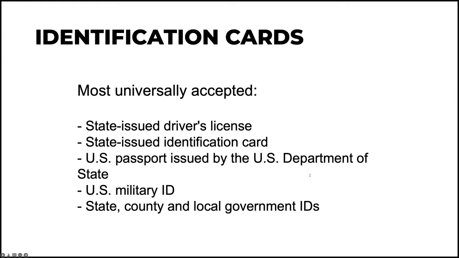So the most universally accepted are on this list. A good rule of thumb is that if it's an official unexpired government ID, it's probably 9 times out of 10 going to be accepted across the board. I haven't run into one that hasn't yet, but that's not to say it's not out there, so I have to throw that little disclaimer out. But state issued driver's licenses, state issued ID cards, federal government issued passports, military IDs, and state, county, and local government IDs are typically pretty good. So just FYI, these are commonly used and commonly accepted.